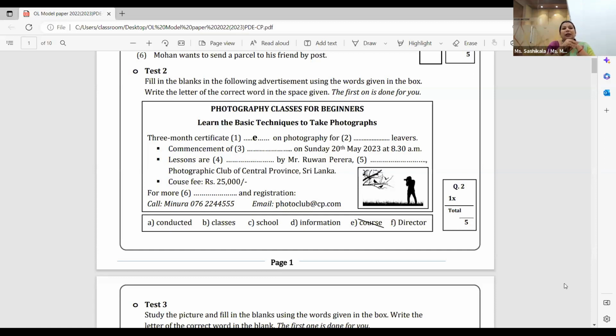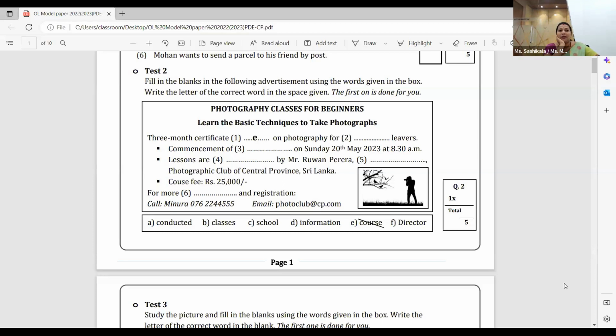So let us read the words in the box. First one, conducted. Second one, classes. Third one, school. D, information. E, course. F, director. The very first one is done, children. They have cut it off. That is another point that I wanted to emphasize here. When you take one word from the box, please cut it off so that it will be easy for you to find the answer with the remaining words. Okay, let's read the words again. Conducted, classes, school, information, and director.